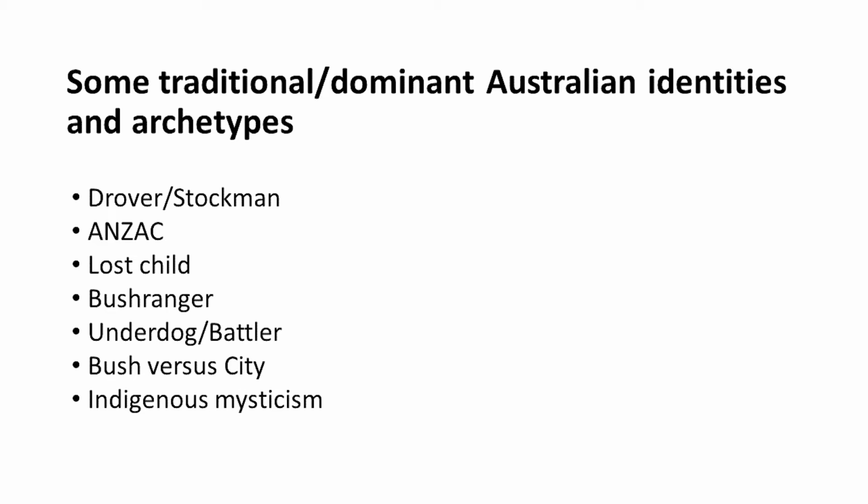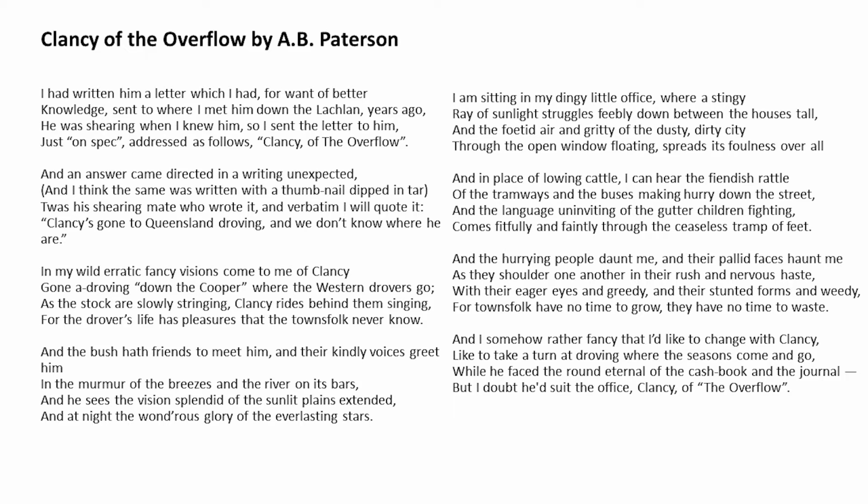One example here is Clancy of the Overflow. So this is a poem by A.B. Patterson, Banjo Patterson. I'm not going to read it all out to you, but this is an opportunity for you to pause, read through the poem, and just try and identify some of those archetypes that I was speaking of earlier. And also just try and think about, as a student of literature, what can you see occurring within the poem that is attempting to give us a sense of this place, of this location?